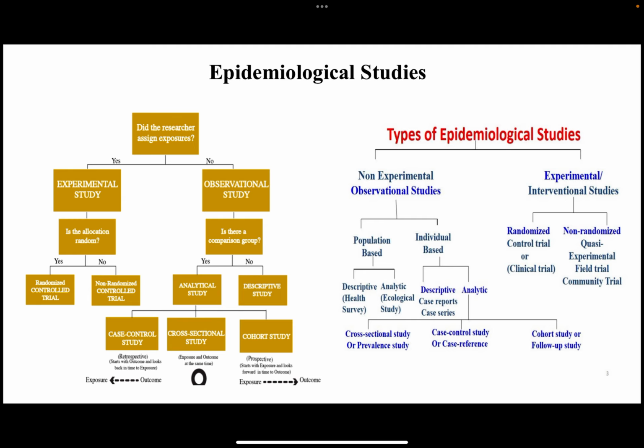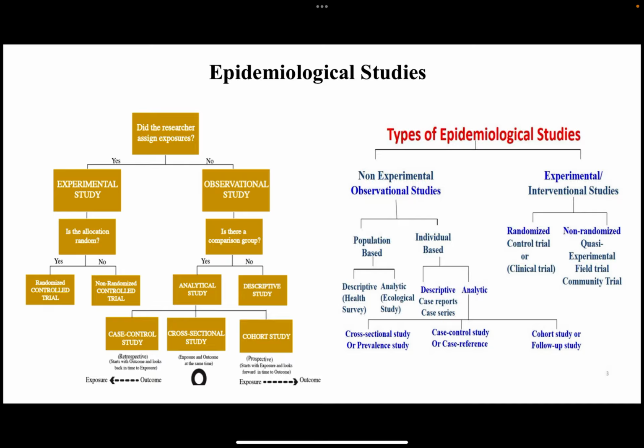experimental. So, if during the creation of the two groups, you allowed for randomization, meaning you gave the population, the members, equal chance of being part of either of the group, such a study is called randomized control trial.